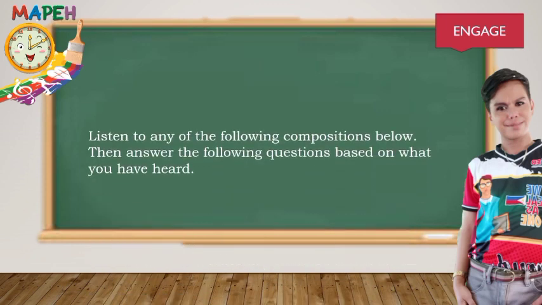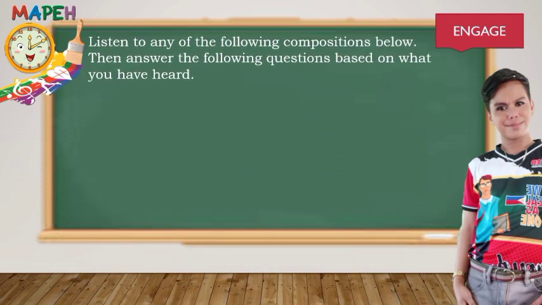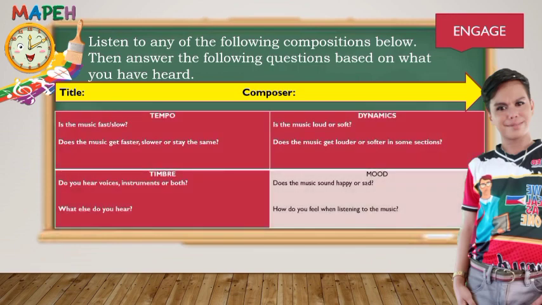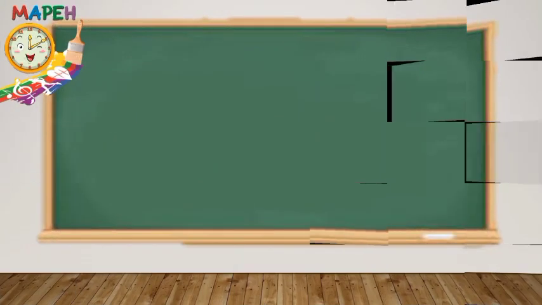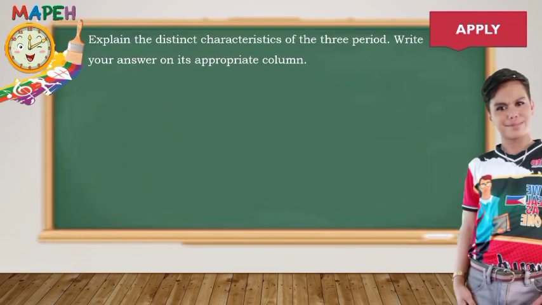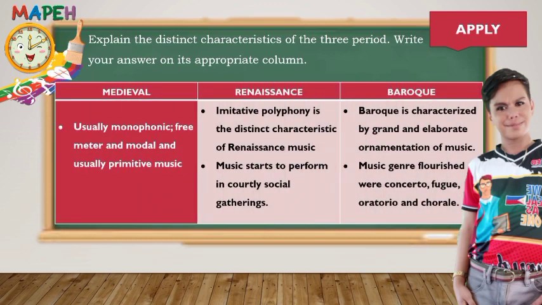Engage. Listen to any of the following compositions below, then answer the following questions based on what you have heard. Apply. Explain the distinct characteristics of the three periods. Write your answer on its appropriate column.